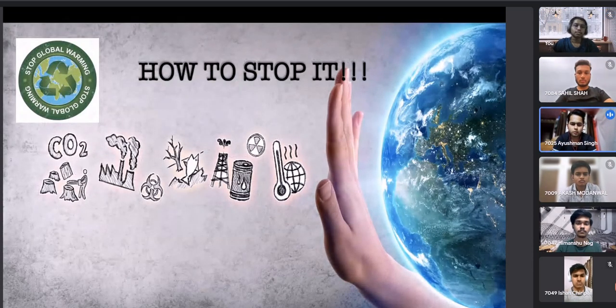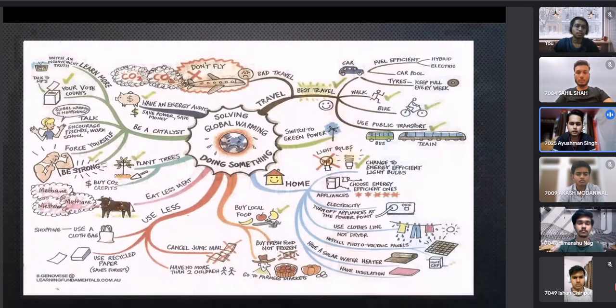Now let's talk about the prevention of global warming. So the first prevention that we can use is renewable energy. At first, we have to move away from fossil fuels. Renewable energies are the alternatives, renewable energies like solar, wind, biomass, geothermal. We can use these and avoid using fossil fuels to avoid global warming.